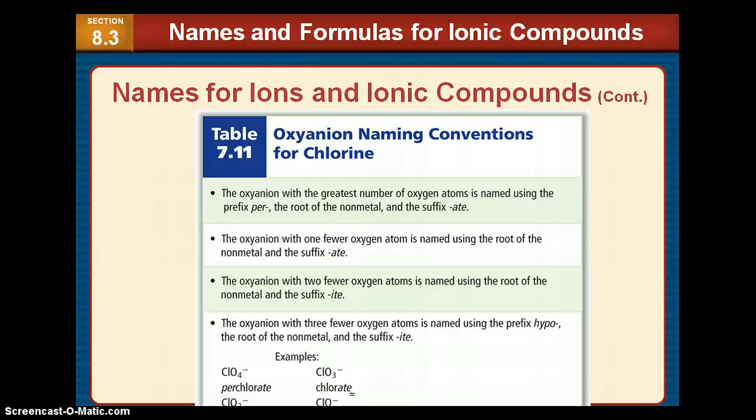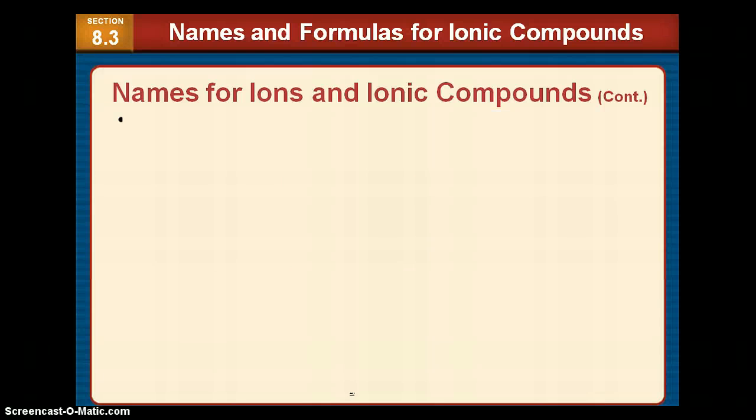Now, sometimes for chlorine, there are actually more than just 2. There's actually 4. Here are some other rules that you can look at, and these are in your books, for looking at the chlorate ions. We're not going to look too much at that.